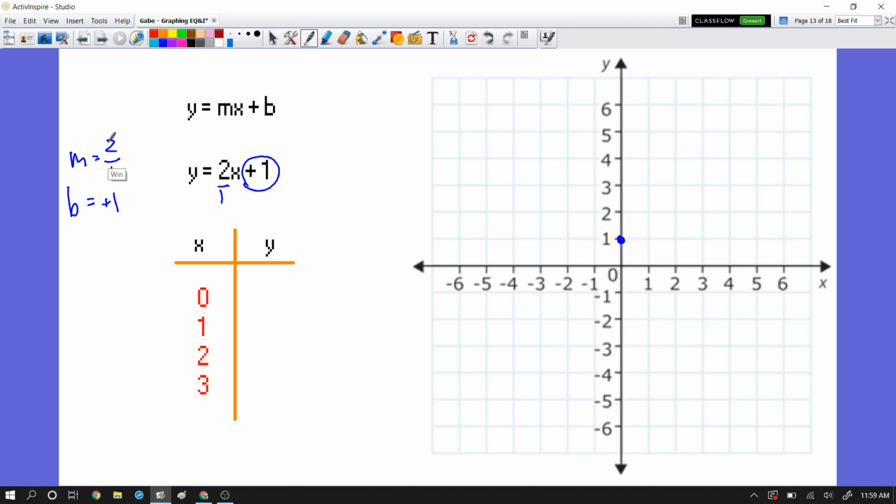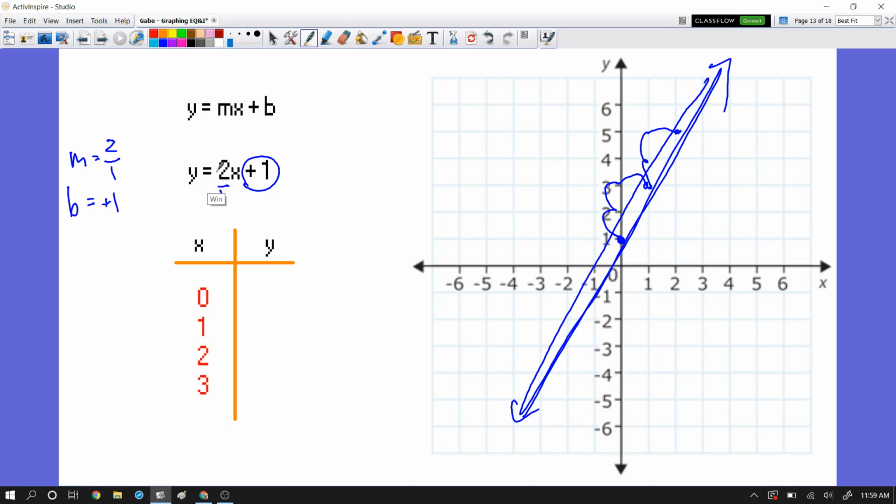Looks like we're going up 2, right 1, up 2, right 1, up 2, right 1, up 2, right 1. And we have a positive line which coincides with our positive slope. So we had a positive slope crossing through a positive 1.